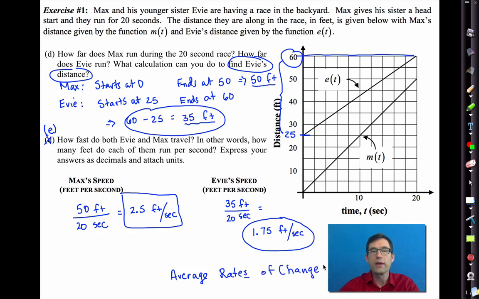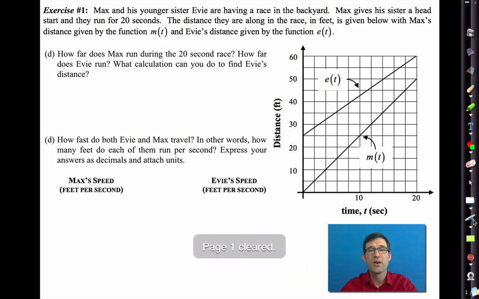Because what they're doing is they are measuring how fast the output, in this case the distance, is changing compared to the input, which in this case is time, right? So that's what average rate of change is. The change in the output divided by the change in the input. Okay? I'm going to clear this text out. Write down what you need to. Okay.